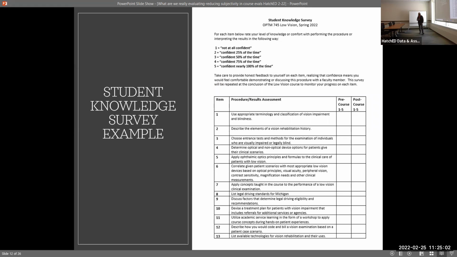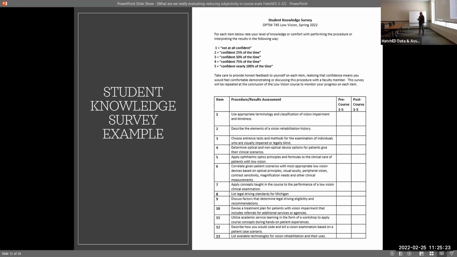So this is what the knowledge survey looks like. I have 13 course outcomes. I've numbered them here as item numbers 1 through 13. At the top of the knowledge survey, there's the scale that says, 1 is not at all confident, 5 is confident 100% of the time, and everything in between.